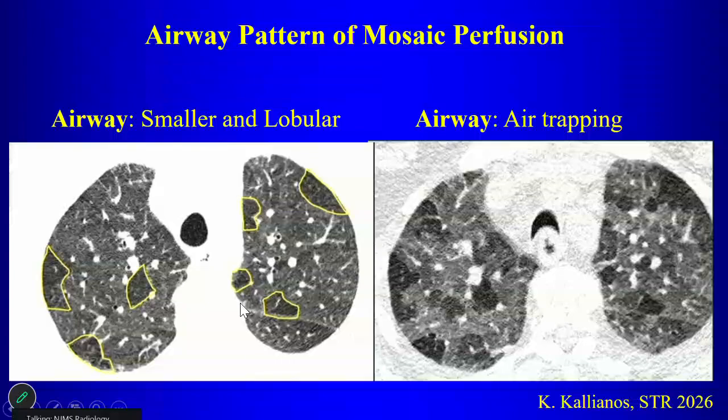So small airway disease, look for secondary pulmonary lobules, like you see, and expiratory imaging can help, right? How do you know that's an expiratory view?